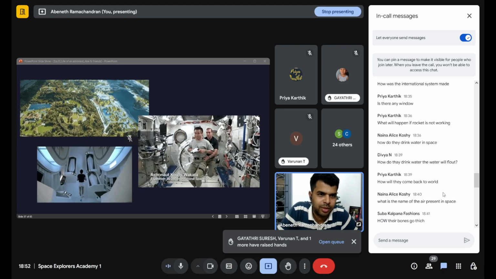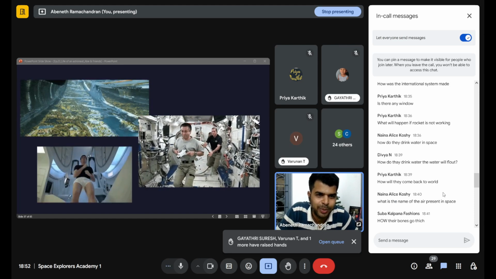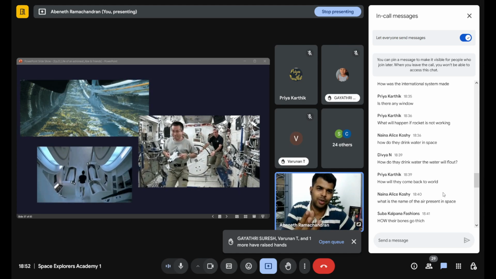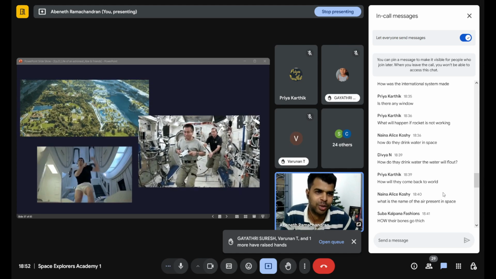Rocket is not working. I don't know the answer to that. How do they drink water in space? Through a straw. They have a straw kind of thing they can drink from, or they have to float the water and drink it by going very close to that water.